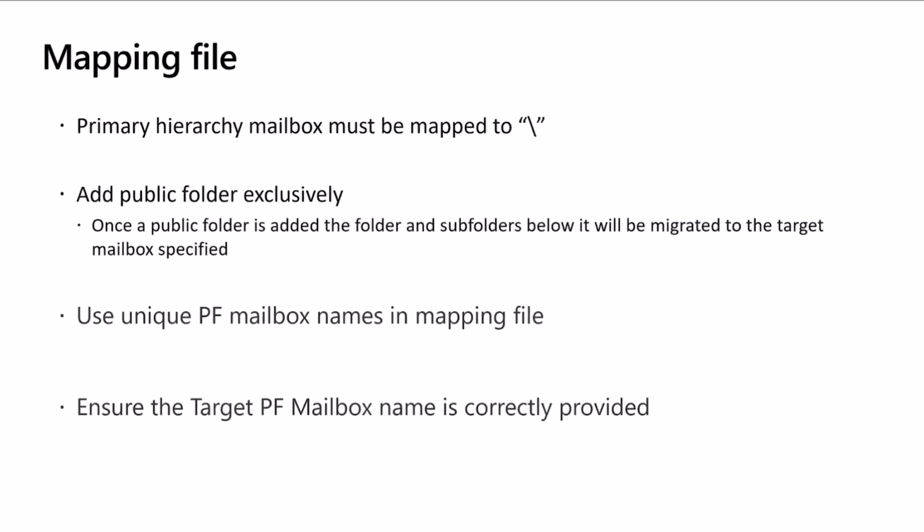Once the entry is added, the folder and all the subfolders below it will be migrated to the specific target public folder mailbox. Ensure each folder that is present directly on the root has explicit mapping on the file, and it is mapped to a non-primary hierarchy public folder mailbox. It ensures that the primary hierarchy mailbox serves only hierarchy. Finally, ensure the target public folder mailbox names are provided correctly.